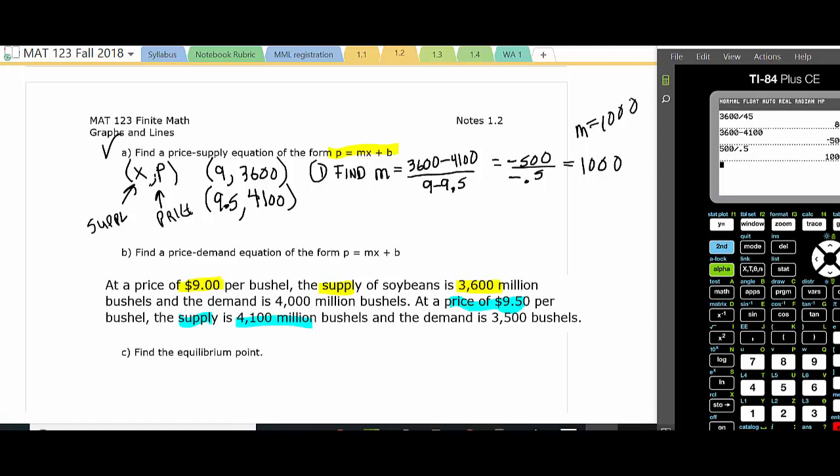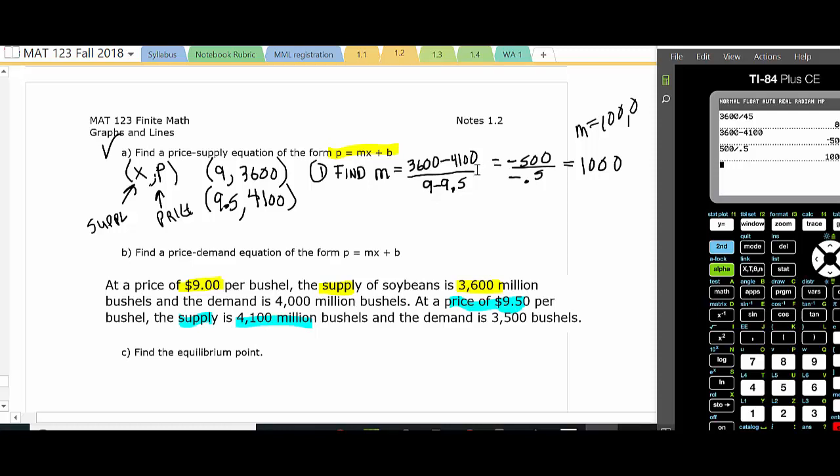What's that? That's supposed to be y2 minus y1. Yeah, and you can do it in either order. So I did 3,600 minus 4,100 for the rise, the change of y, and I did this in the same order. You can also do it backwards. You can do 4,100 minus 3,600, but then you would do 9.5 minus 9. It's the same thing. The order you do that in doesn't make any difference. You just got to be consistent. Okay, does that make sense? Okay, so that looks like that's what the slope is. Are you guys with me there?